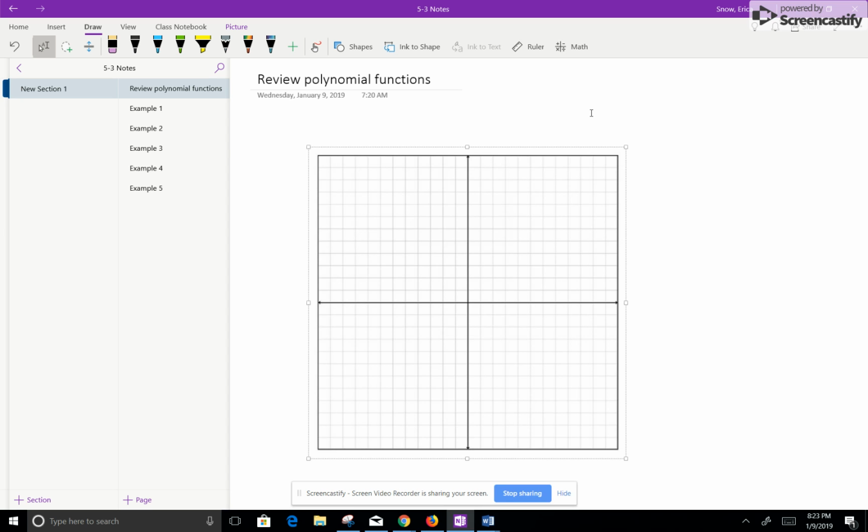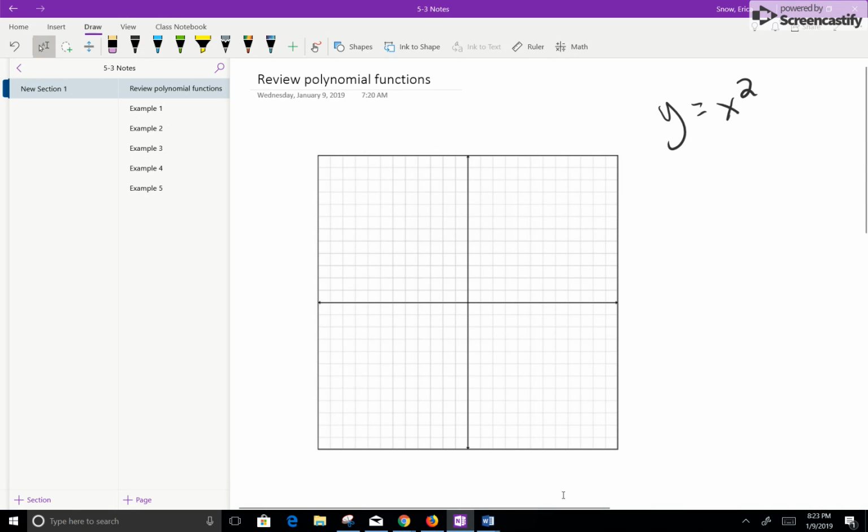Okay, we are going to start lesson 5.3 with a little review of polynomial functions and how to graph those and what parent functions look like. So our first parent function that we learned was y equals x squared. And you guys learned, I hope you remember how to do a t-chart. So there's x and y.